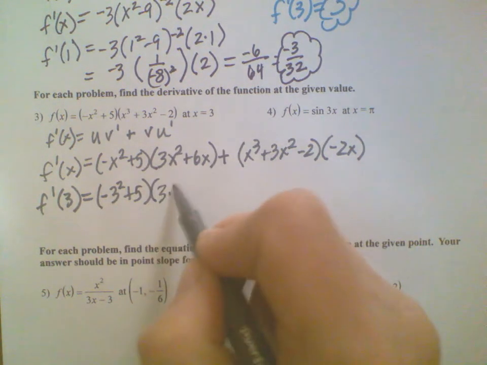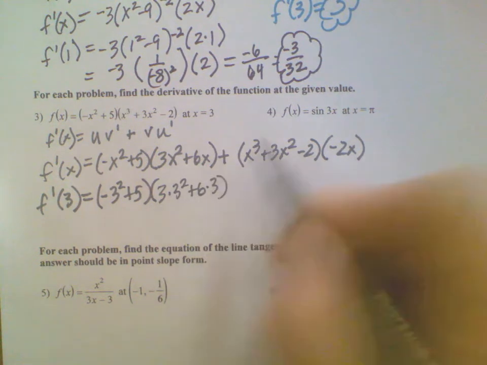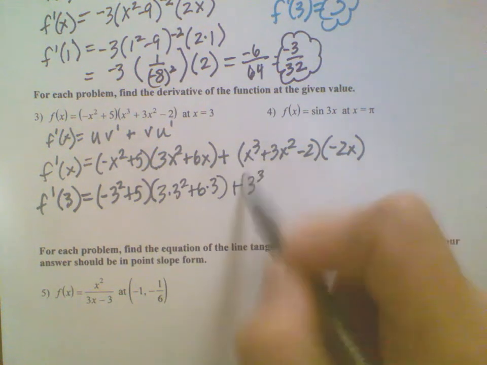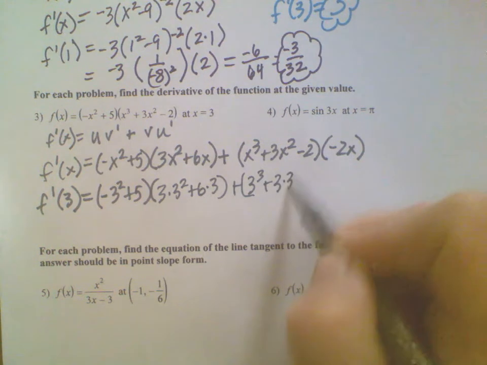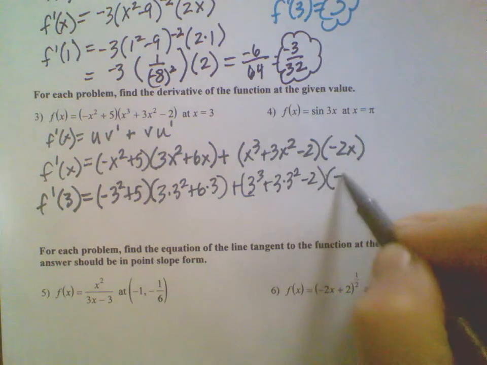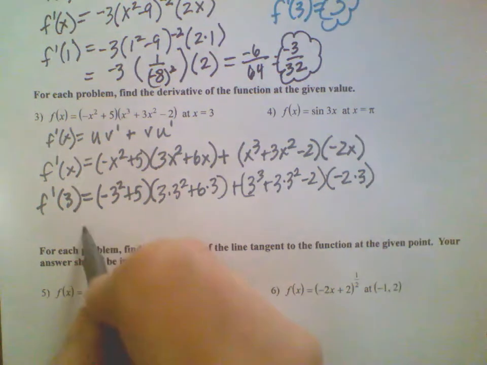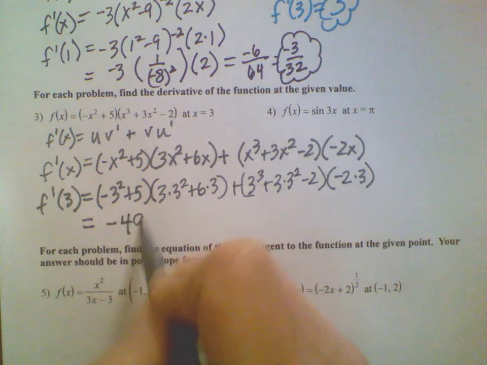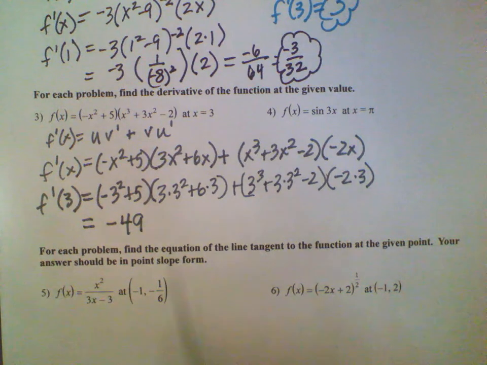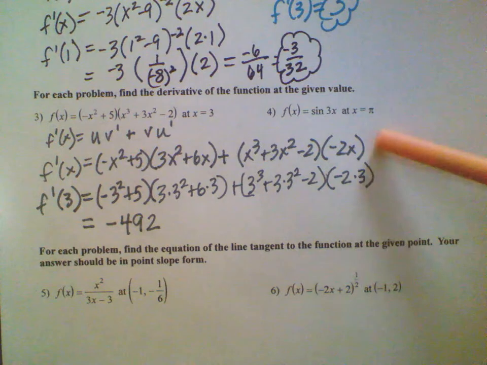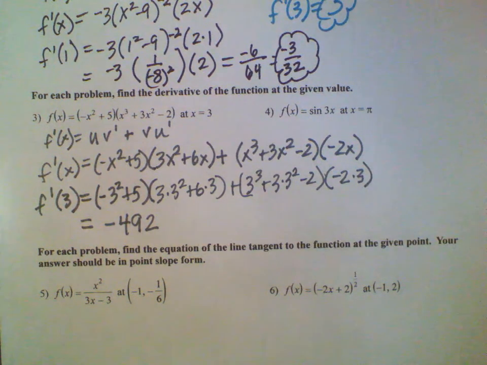So then this is 3 times 3 squared plus 6 times 3, plus 3 cubed plus 3 times 3 squared minus 2, and negative 2 times 3. When all is said and done, if you do this correctly, you should end up with negative 492. Again, I'm not here to show you how to do the math. You can plug it in your calculator or do it however you need to do it. But we're just making sure that we can do the derivative properly and then plug a value in properly.